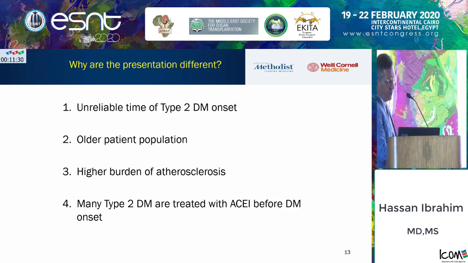Why are the presentations different between type 1 and type 2? In type 1, you know exactly when the onset is. In type 2, you never know because most people do not have symptoms. They're older, they have more atherosclerosis, and I think type 2 now is behaving differently because most people are treated with ACE inhibitors or ARBs.